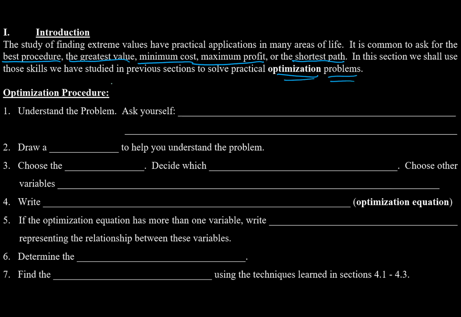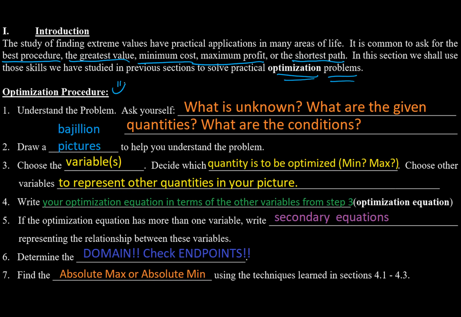All right, the optimization procedure. So let's take a look at this. This is fairly similar to what we did with related rates in section 3.9, but it's a little bit different because we're not taking the derivative with respect to time anymore. All right, let's fill in all these blanks.